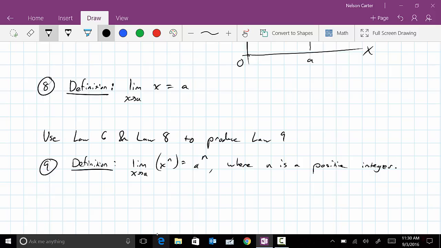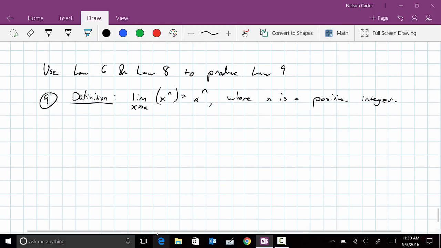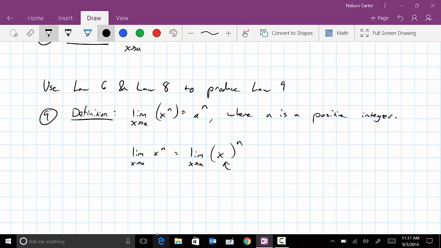Now, the reason that this works is we said if this was any function, so remember in Law 6, we said any function, you raise it to a power of n, whatever that limit is going to be, that limit raised to a power of n. Well, so the justification is this. What you could do is you could say that we have the limit as x approaches a of x to power n, but this is the same thing as the limit as x approaches a of x all to power n. And so this means that this function is like our f of x, y equals x in this case.